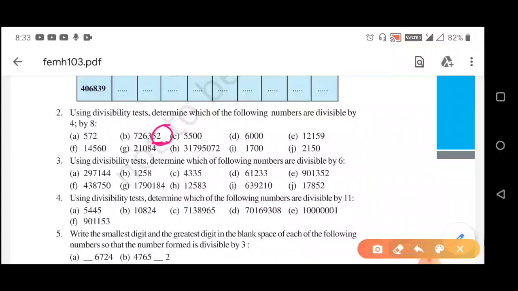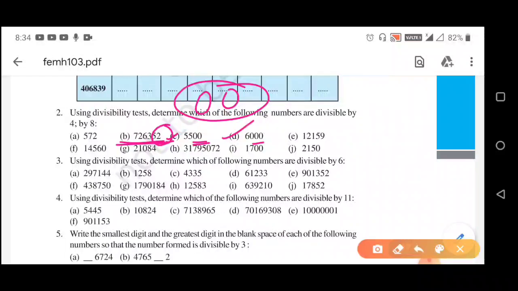52 is divisible by 4, that means the whole number is divisible by 4. Question number C. Last two digits are 0, 0, that means 00. It is divisible by 4, so 5500 is divisible by 4. Question number D. Last two digits are 0, 0. Again it is divisible by 4, that means 6000 is divisible by 4.